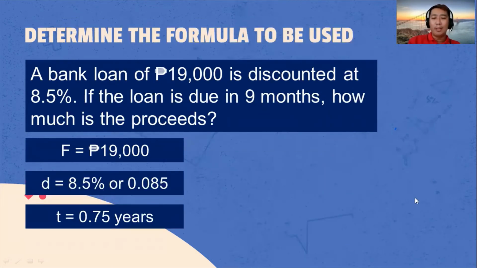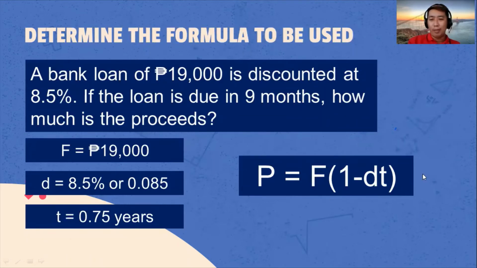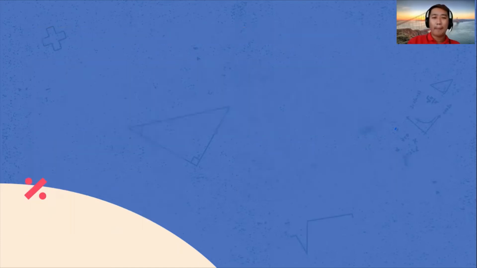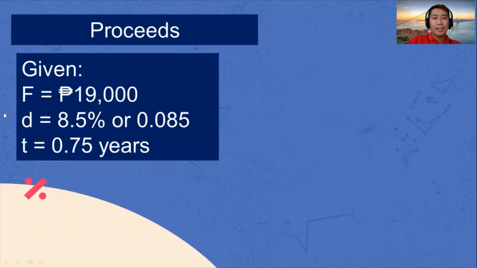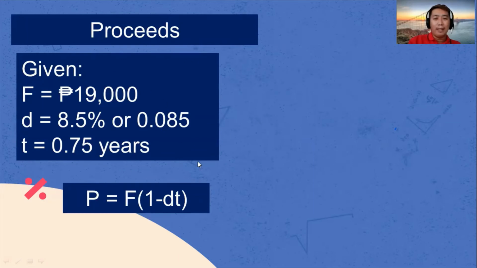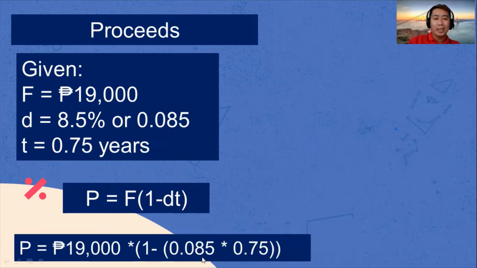Let's now determine the formula. We are going to use this formula: proceeds is equal to the maturity value multiplied by the quantity of 1 minus the product of the discount rate and the time. Then substitute the given into the formula. It goes like this: final value, 19,000 pesos, multiplied by the quantity of 1 minus the discount rate, 0.085, multiplied by 0.75, which is the years.